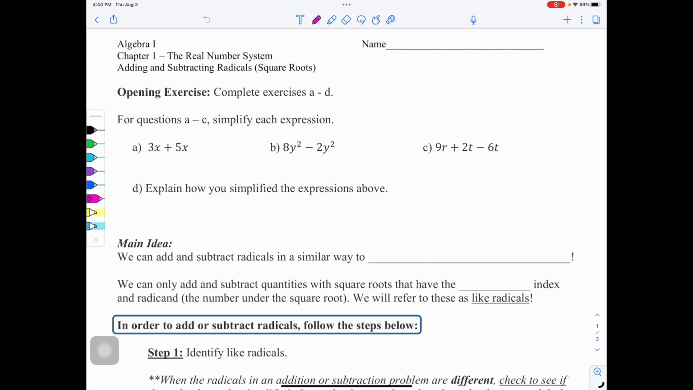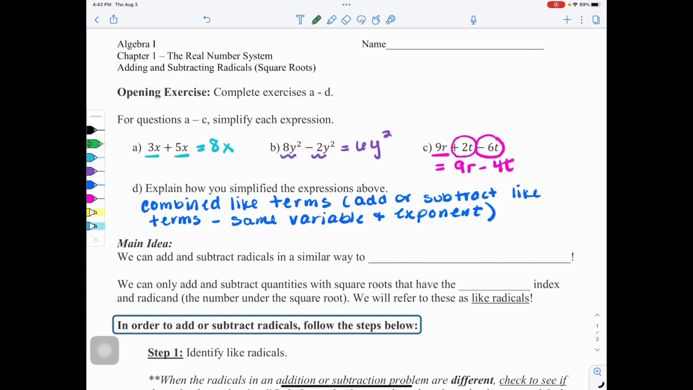When you get to the word main idea, that's what we will be moving on together. So at this time, please pause the video, complete the opening exercise, and then resume the video to go over the answers. Okay, you had a chance to try the opening exercise, so let's go over the answers. For A through C, you're supposed to simplify the expression.